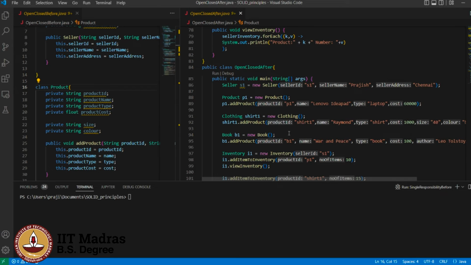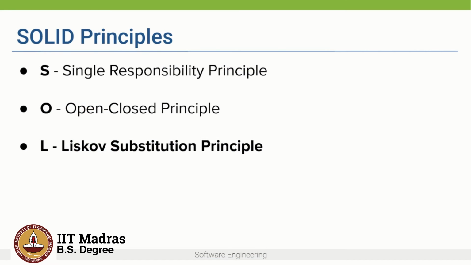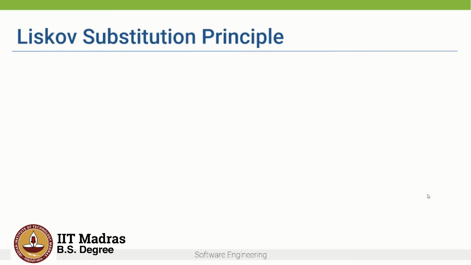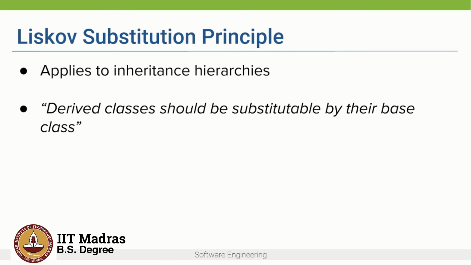Now that we have seen what the open close principle is, let's look at the next principle, which is the Liskov substitution principle. So the Liskov substitution principle generally works and is applied to inheritance hierarchies, where you have a base class and you have derived classes which extend the functionality of the base class. Now the Liskov substitution principle states that the derived classes should be substitutable by their base class.